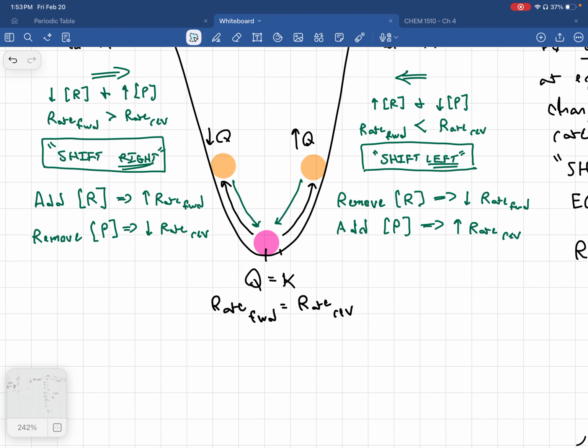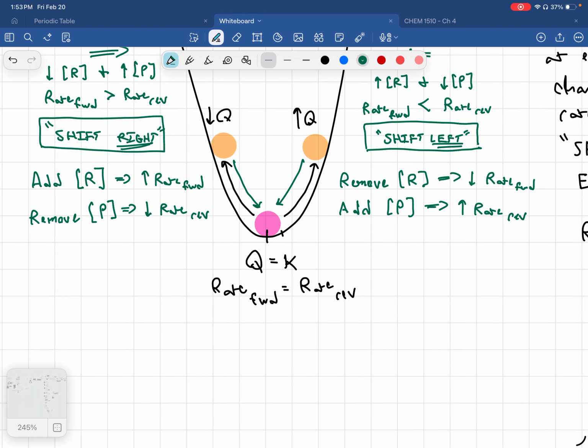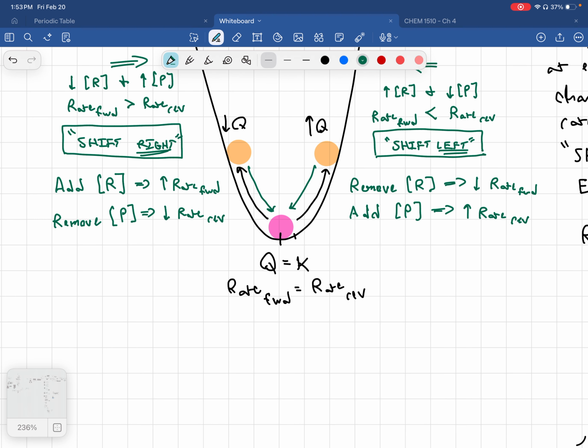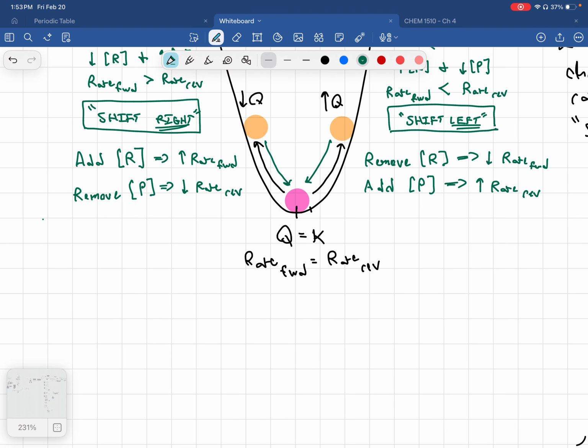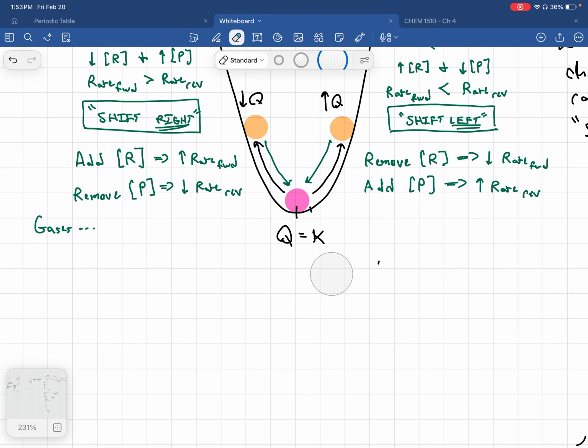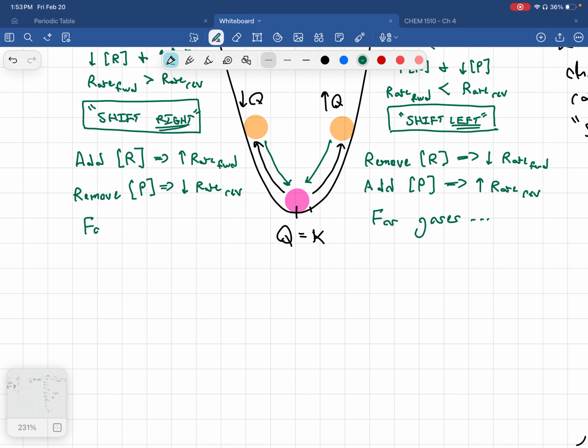So hopefully this is making sense so far. Okay, so what are some other things we can do? Well, that's what we can do for concentrations. For gases specifically, we have some additional considerations that can lead to the rates becoming unequal.